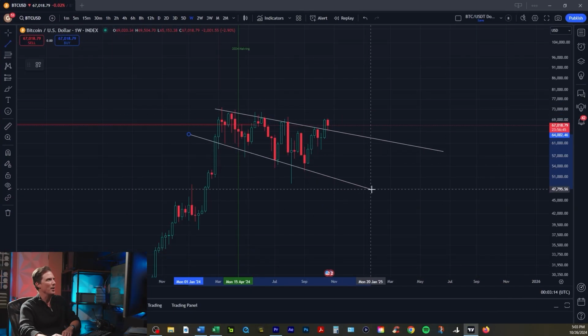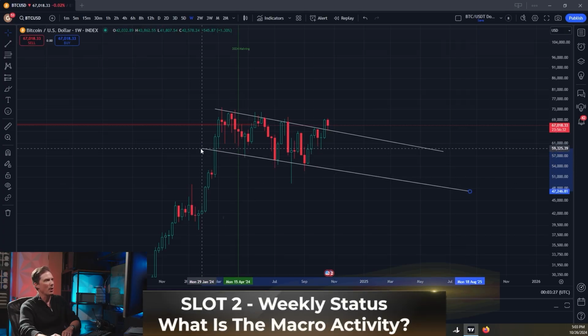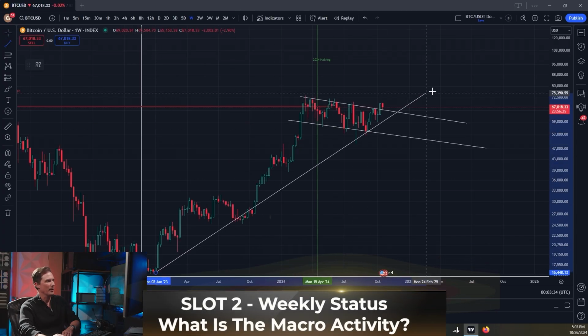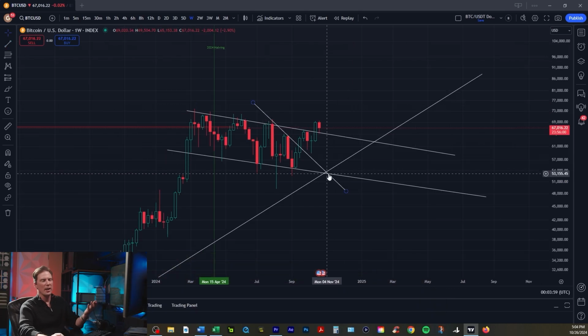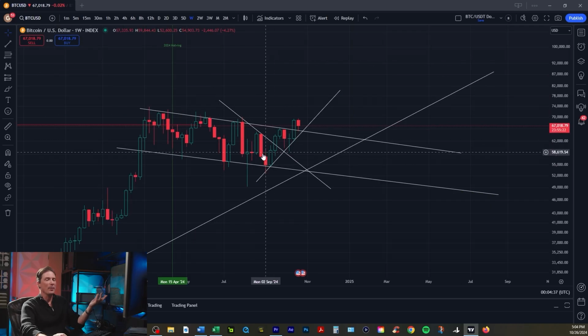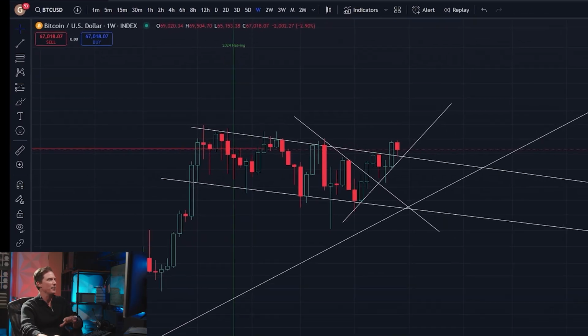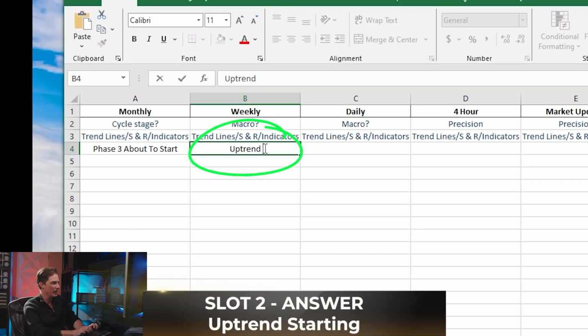So I'm on the weekly of Bitcoin. I'm just gonna draw some trend lines, okay? So I drew some trend lines on the weekly on some channels. To me, it looks like there's a change of activity here. This thing is pretty much done going sideways. I think that an uptrend is going to start on the weekly. So that's my decision. Uptrend starting. That's what I'm gonna say there.